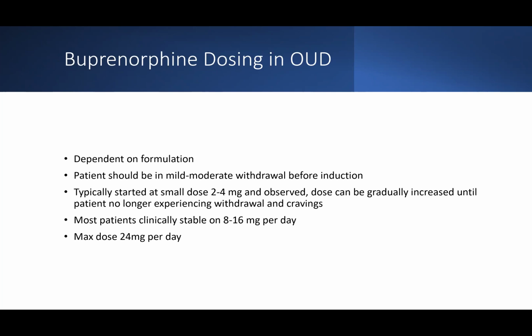But for sublingual buprenorphine, one note, patients should be in mild to moderate withdrawal before induction. Like I said, because it's a partial agonist, you can induce withdrawal in someone if you give it too early and they still have enough opioids in their system. It's typically started at a small dose around 2 to 4 milligrams and then observed, and then you can gradually increase the dose until the patient's looking more stable. And then most patients will find a good dose range of 8 to 16 milligrams per day, but the max dose per day is about 24 milligrams.